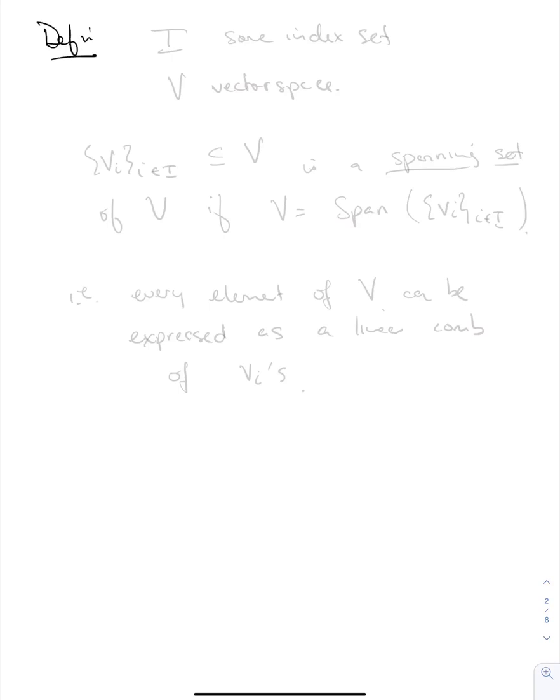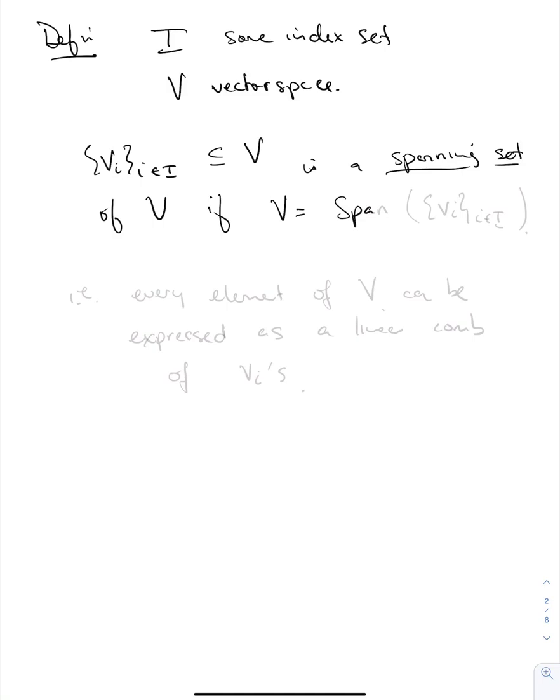Definition. If I is some index set, and V is a vector space, then v_i, some collection of vectors in V, is a spanning set of V if V, as the name suggests, is the span of these vectors, i.e., every element of V, every vector, can be expressed as a linear combination of the v_i's.